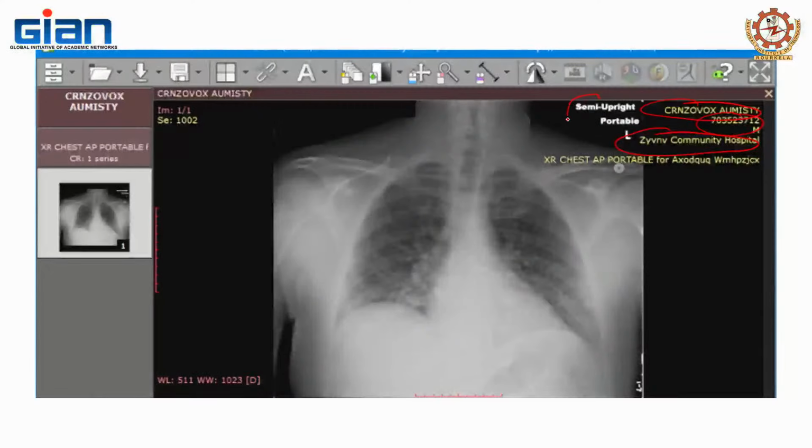But a lot of times you will actually have this information embedded in the images. So you see this kind of information, semi-upright, portable, L. So this is not meta information that is available in the header file. This is information that has been sort of overlaid on the images. A lot of times, depending on the software, you can actually have patient name and other identifying information on the images itself. Right? So here, semi-upright, portable, L.